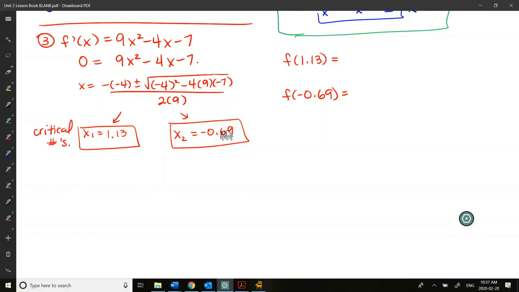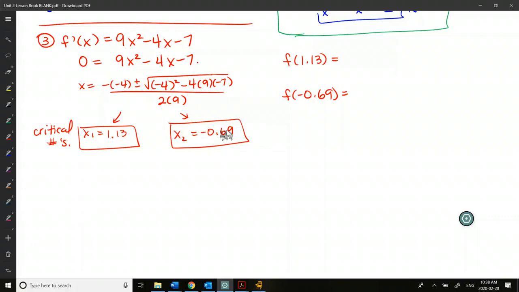Basically, the steps are find where the original function equals 0, find where the first derivative equals 0, find where the second derivative equals 0, and then create a chart. So find where everything's equal to 0, basically. So yes, the answer to your question is yes.